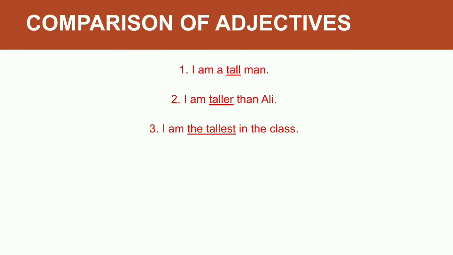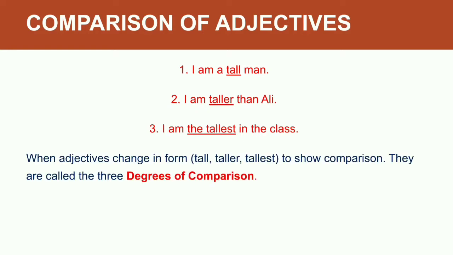I am a tall man. I am taller than Ali. I am the tallest in the class. So here in the first, second, and third, the same adjective is underlined: tall, taller, and the tallest. But in each sentence, it is changing its form from one sentence to another.